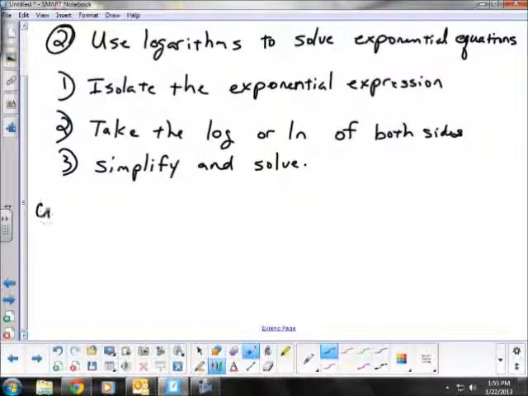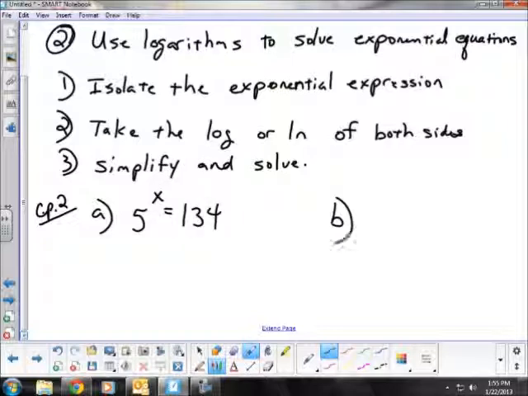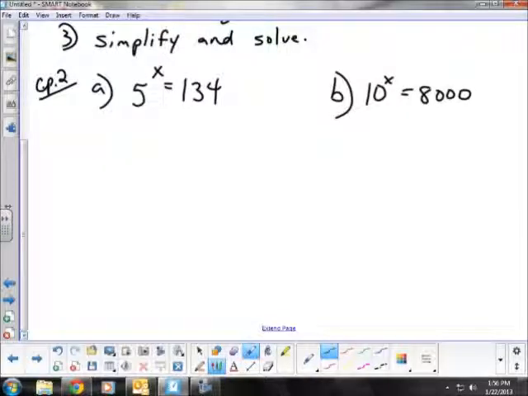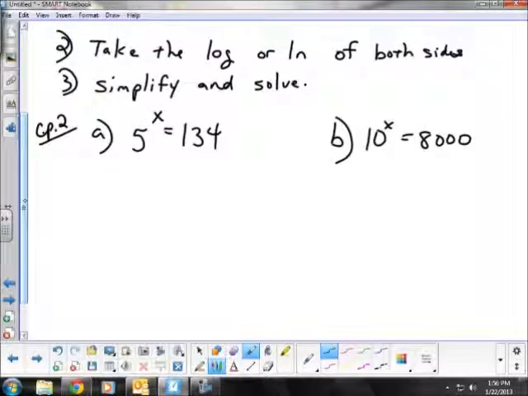So, checkpoint 2. So part A says 5 to the x is equal to 134. Part B, the second problem they want us to do there, is 10 to the x is equal to 8,000. Okay. So, first of all, do you see I've just got the base with the exponent by itself on the left-hand side there. So number one's done for us. Step one is done. It's isolated by itself.